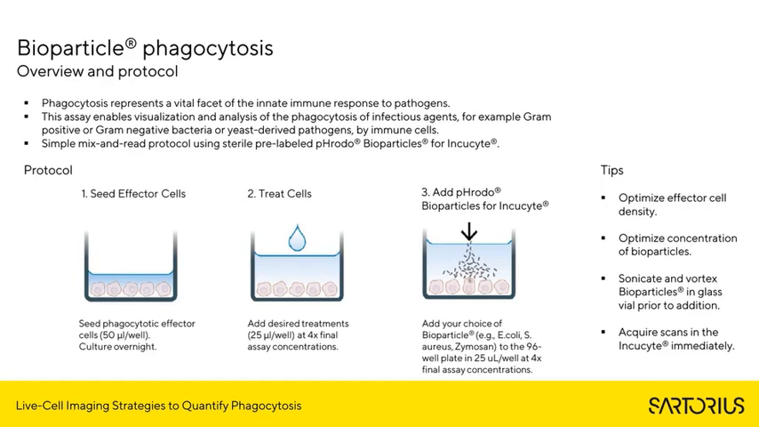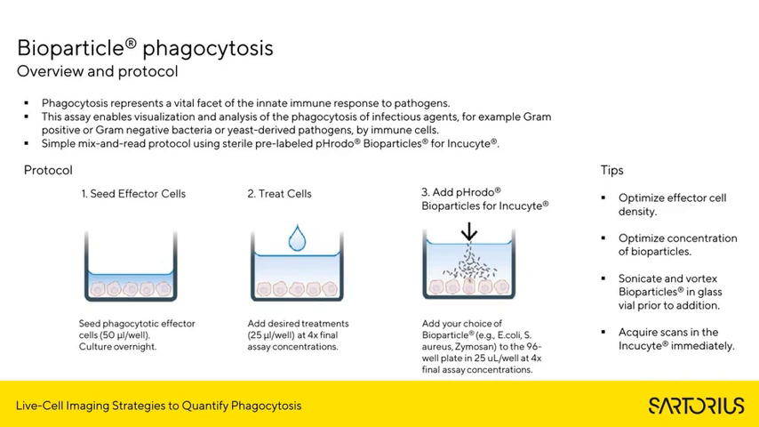Looking at the tips for this assay, firstly, we recommend optimizing the effector cell density. So we want a seeding density that will result in around 10 to 20% confluence 24 hours after plating. We found that around 10,000 cells per well is a reasonable starting point, but we recommend optimizing above and below this. It's probably worth noting here that phagocyte cell growth can be monitored using the Incucyte and our confluence algorithms. The second tip here is to optimize the concentration of bioparticles.